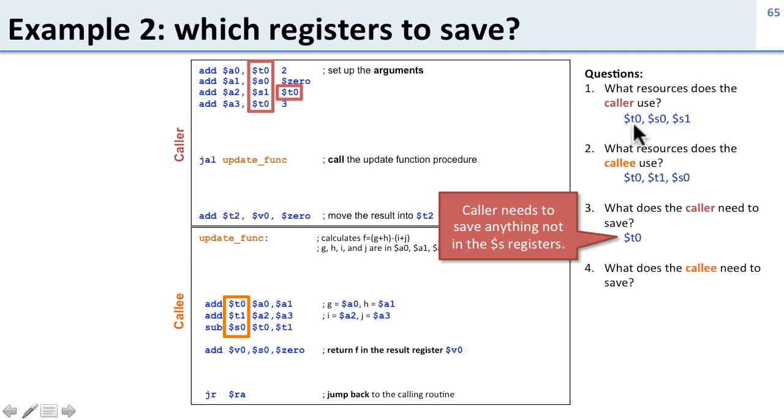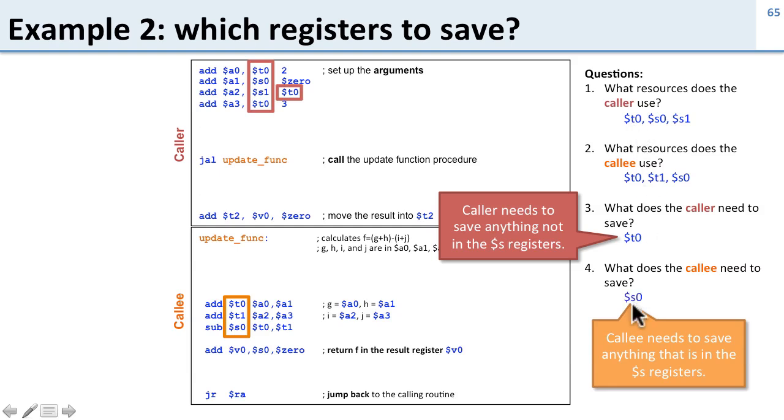Now we can ask the same question about the callee. What does the callee need to save? Well, remember, the callee needs to save anything that's not in the T registers. So it's going to need to save S0.